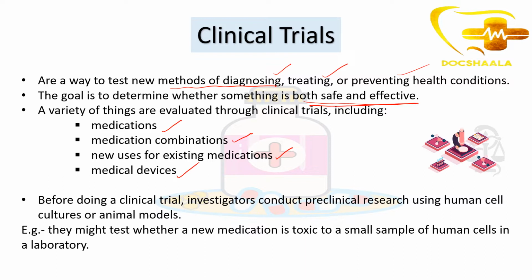Before doing a clinical trial, we perform preclinical research. It is performed on human cell cultures or animal models. Only after performing preclinical research will we use it on humans. For example, they might test whether a new medication is toxic to a small sample of human cells in a laboratory. The recent example of this was the COVID-19 vaccine.